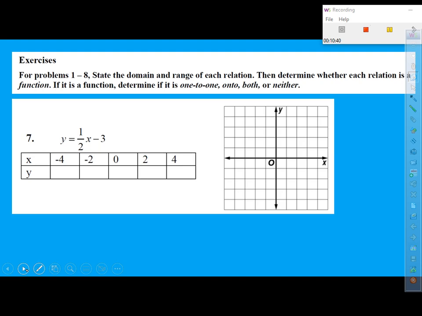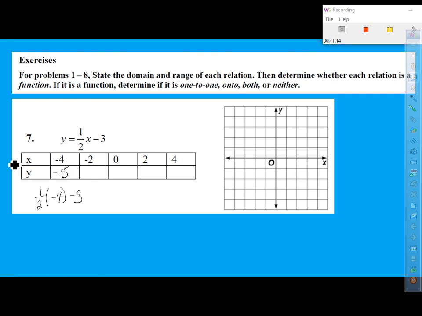Now, number 7, this leads into what we're going to do next time anyway. On number 7, I picked some x values for you. Please note that I could have picked any x values in the whole wide world, but I picked -4. So guys, if you grab your calculator and go 1/2 times -4 minus 3, you will get the y value that goes with -4. And if you run that through your calculator, you're going to get -5.